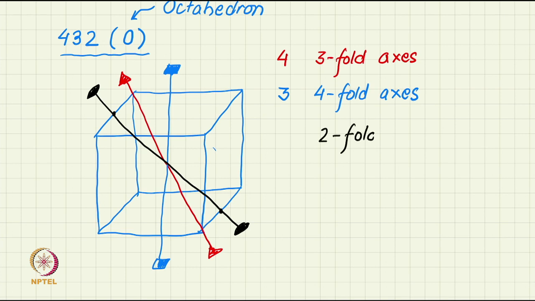So, the 2-fold axes, how many of them? The cube has 12 edges and a pair of edges defines one 2-fold axis. So, you will have 6 2-fold axes. Now, let us count the number of operations.